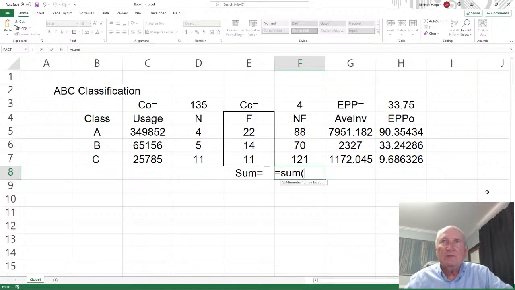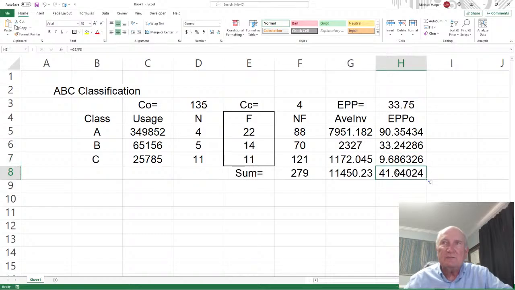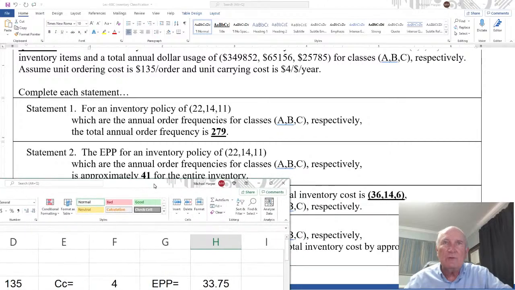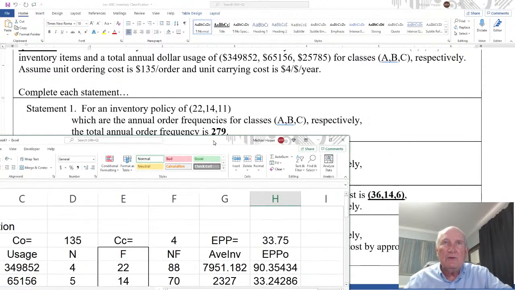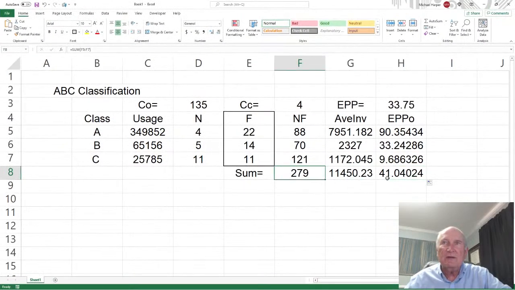So we'll sum the frequencies. We'll sum the inventories, and then we'll bring down the EPP for the entire inventory. It's approximately 41, and we see here it's approximately 41 right here. And the total annual frequency is 279, and it's 279. So there they are. Okay.